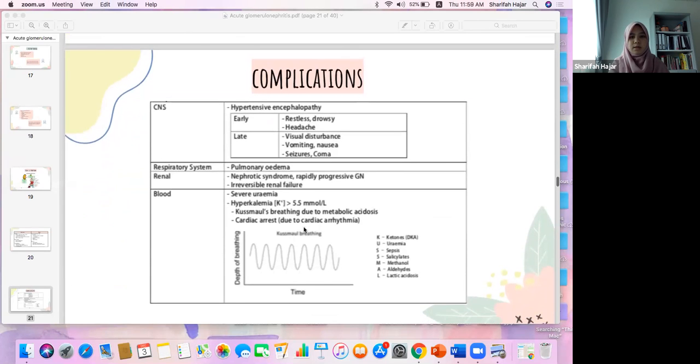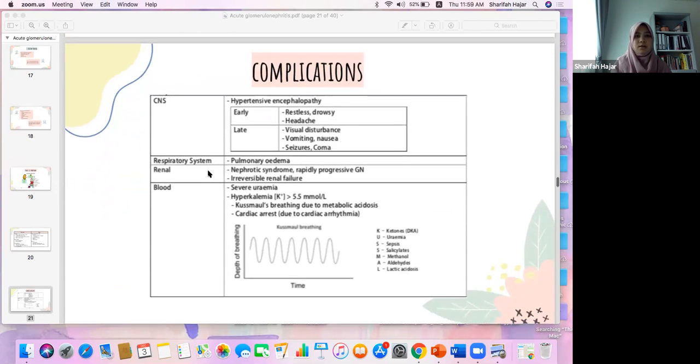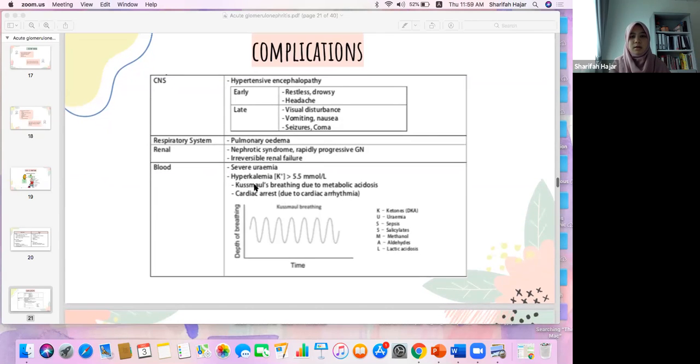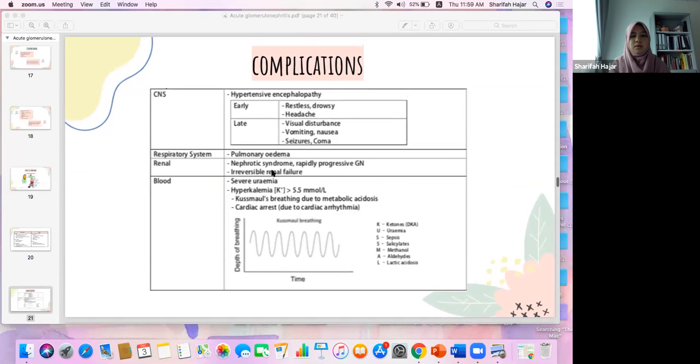Okay, so for complication, it also includes the central nervous system, which is the hypertensive encephalopathy. For early sign, restless, drowsy, and also headache. For late sign, it can come with visual disturbance, vomiting, and also seizures. For respiratory system, it can also cause pulmonary edema. And then renal, nephrotic syndrome, irreversible renal failure. And for blood, it can cause severe uremia, hyperkalemia, and also it can cause cardiac arrest.